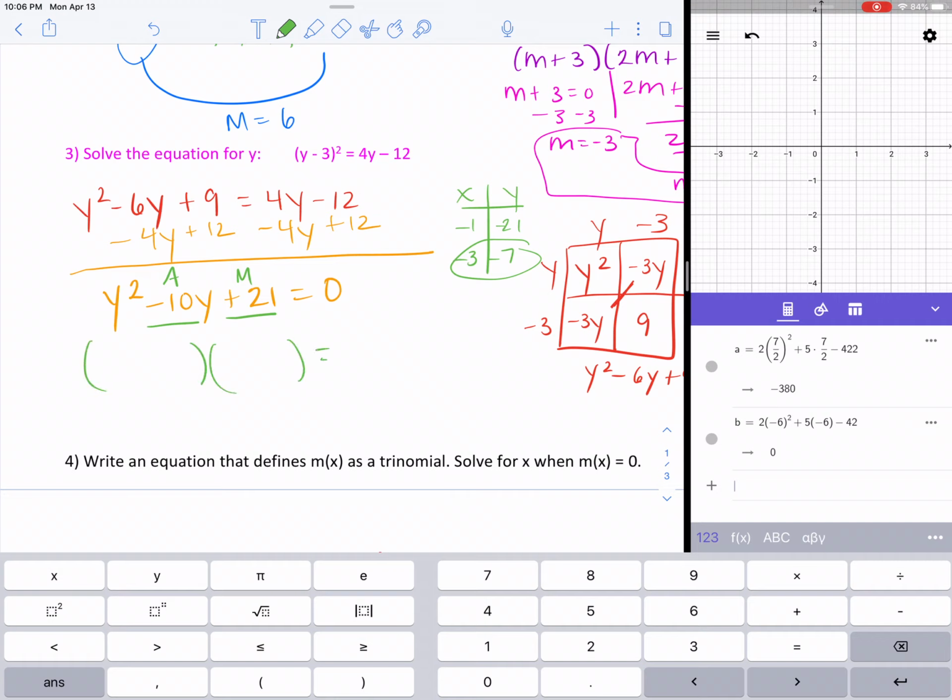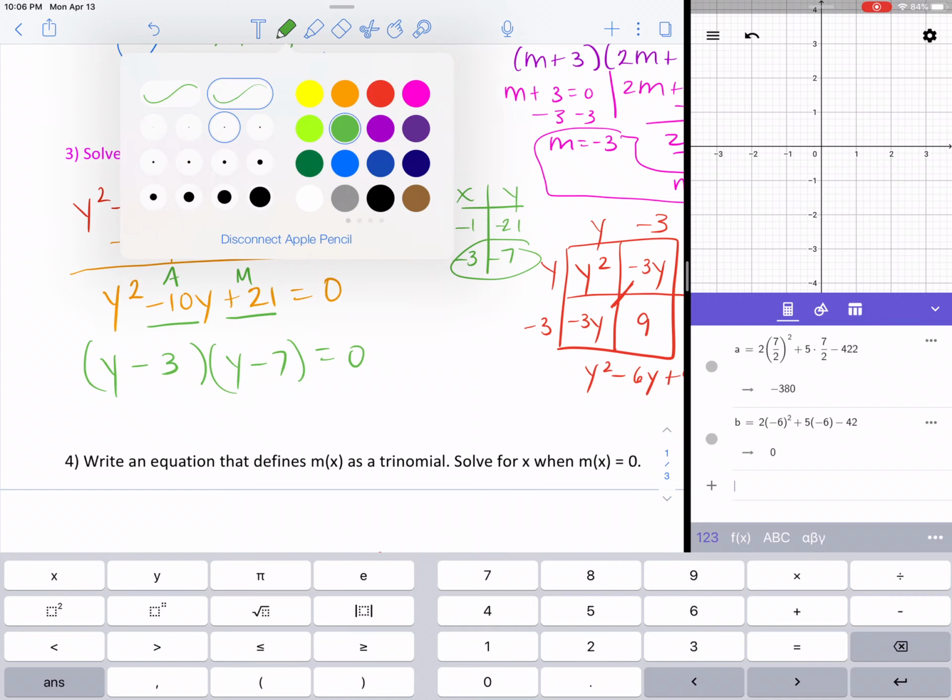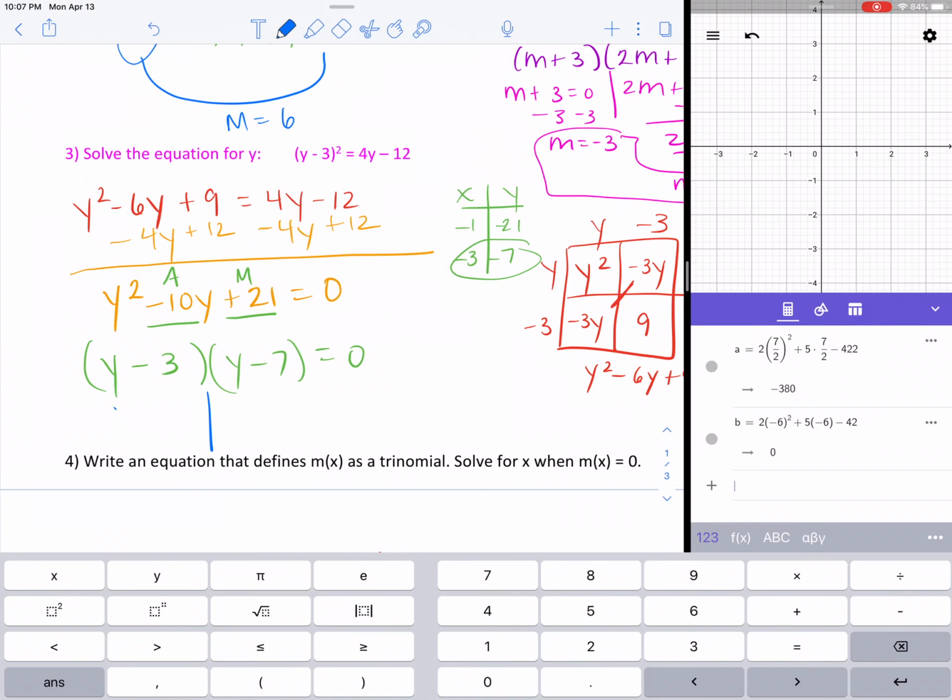So no splitting the middle here because the leading coefficient was 1. I go from that to y minus 3, y minus 7. And again, it has to solve, so I'm going to tee it up and set each of these equal to 0. And my solutions are positive 3 and positive 7.